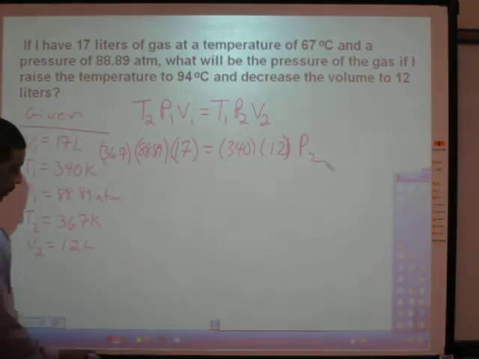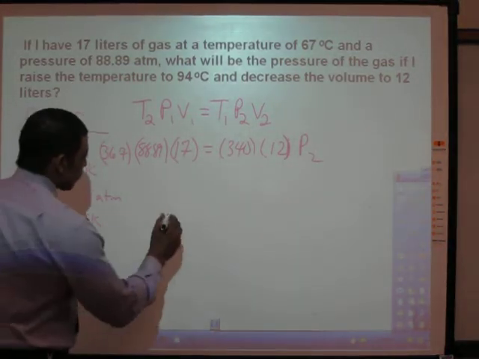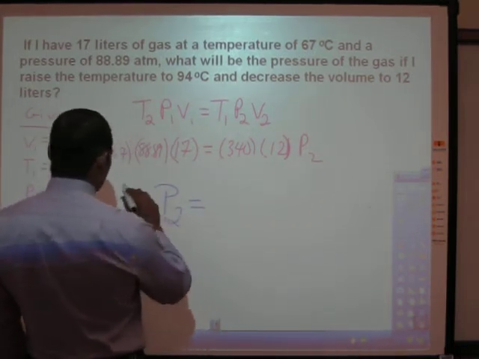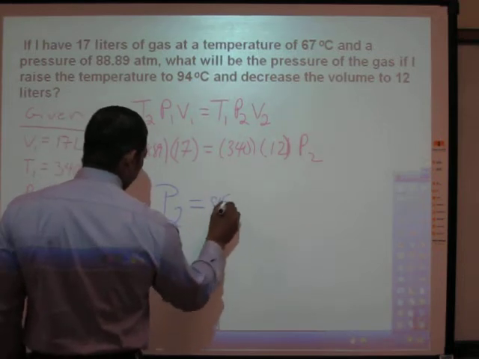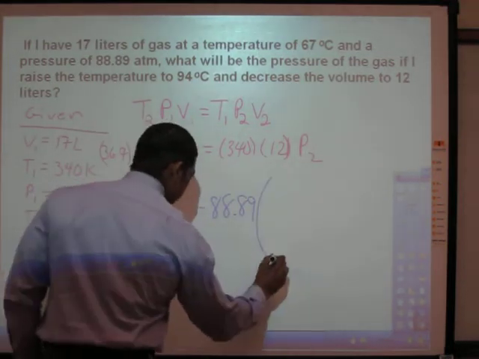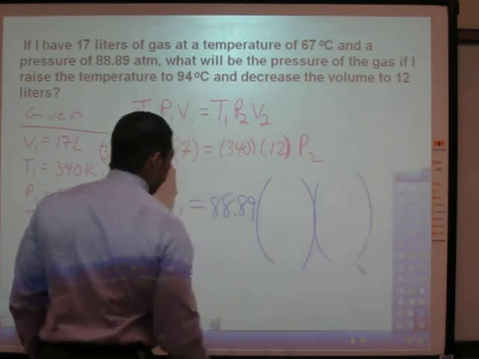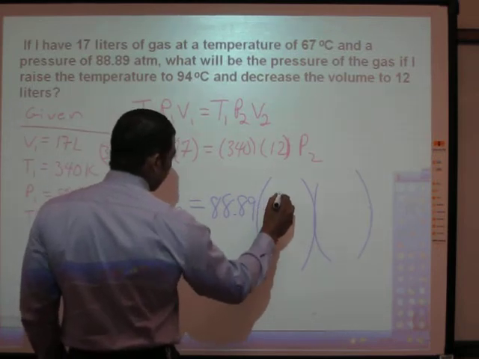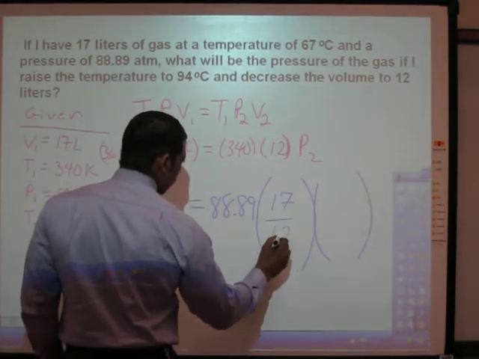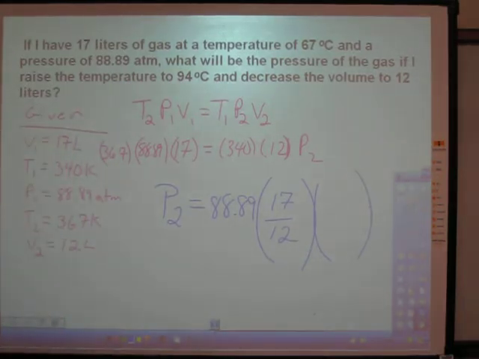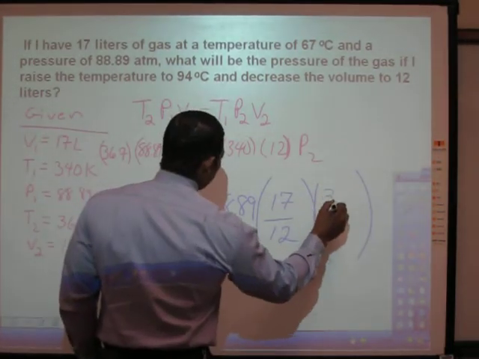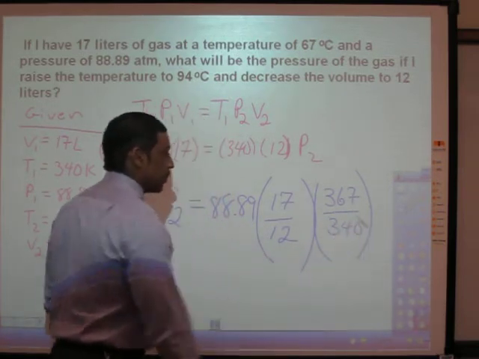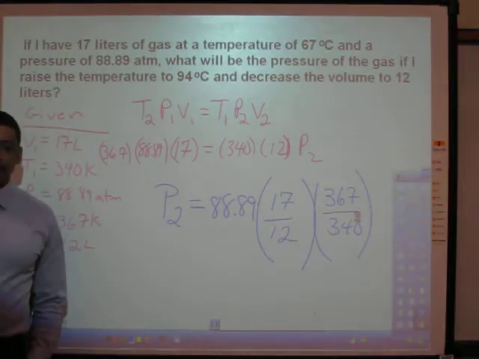Okay? Now I'm going to arrange this calculation into something called a final numerical setup. I'll just use a different color pen for this process. P2 equals 88.89 times 17 divided by 12 times 367 divided by 340. This is called a final numerical setup.